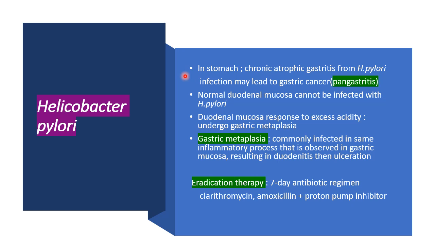Normal duodenal mucosa cannot be infected with H. pylori. The duodenal mucosa's response to excess acidity is to undergo gastric metaplasia. So when this gastric metaplasia takes place in the duodenum due to increased acid, the same inflammatory process of Helicobacter seen in the stomach is now observed in the duodenum, which leads to ulceration.